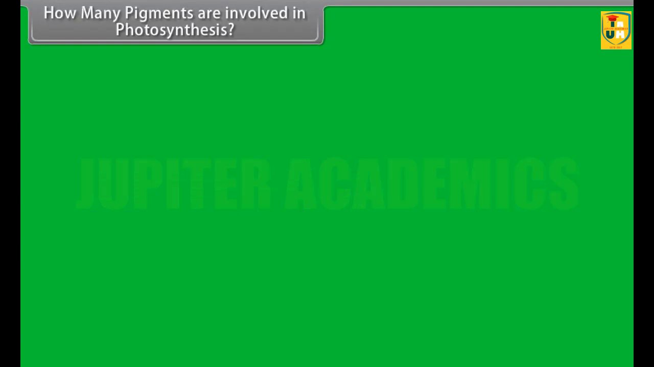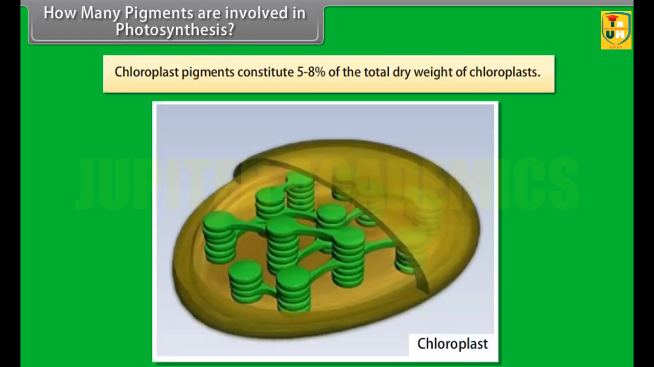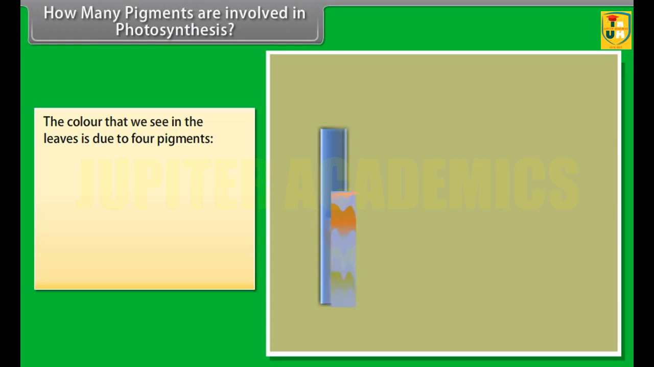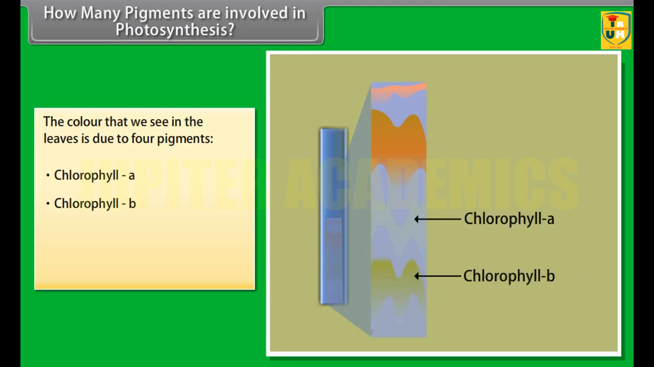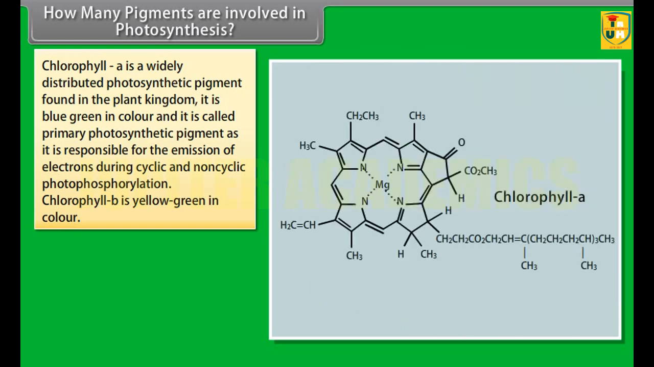How many pigments are involved in photosynthesis? Chloroplast pigments constitute 5 to 8% of the total dry weight of chloroplasts. The color that we see in the leaves is due to 4 pigments. They are chlorophyll A, chlorophyll B, xanthophylls, and carotenoids. Chlorophyll A is a widely distributed photosynthetic pigment found in the plant kingdom. It is blue-green in color and it is called the primary photosynthetic pigment as it is responsible for the emission of electrons during cyclic and non-cyclic photophosphorylation.